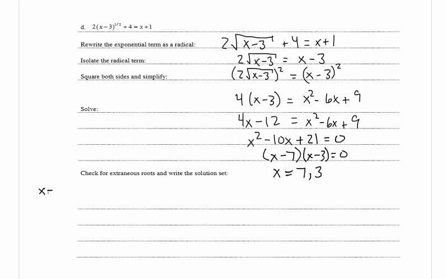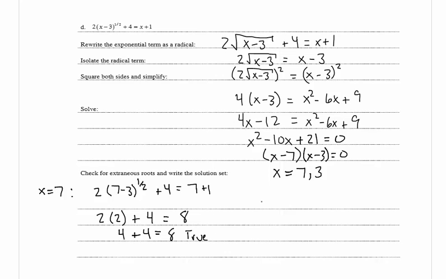So when x is equal to 7, we have 2 times (7 minus 3) to the 1/2 plus 4 is equal to 7 plus 1. And then we have 2 times 7 minus 3 is 4. And the 4 to the 1/2 is equal to 2. So 2 times 2 plus 4 is equal to 7 plus 1 is 8. So we have 2 times 2 is 4. And 4 plus 4 does equal 8. So this is true.